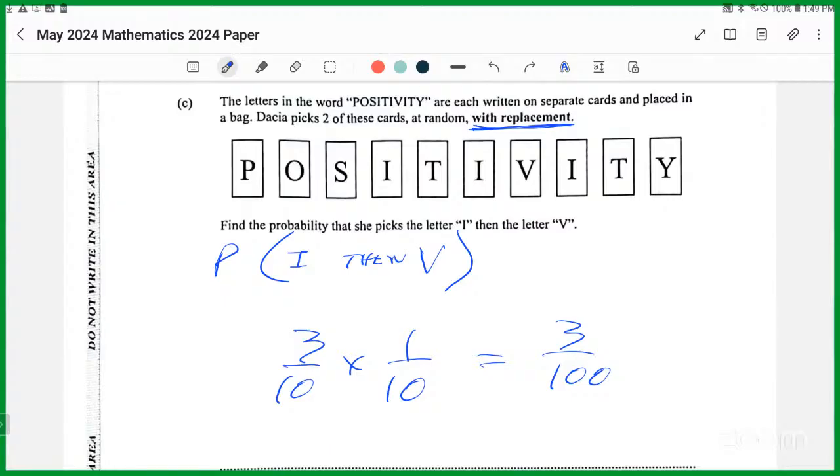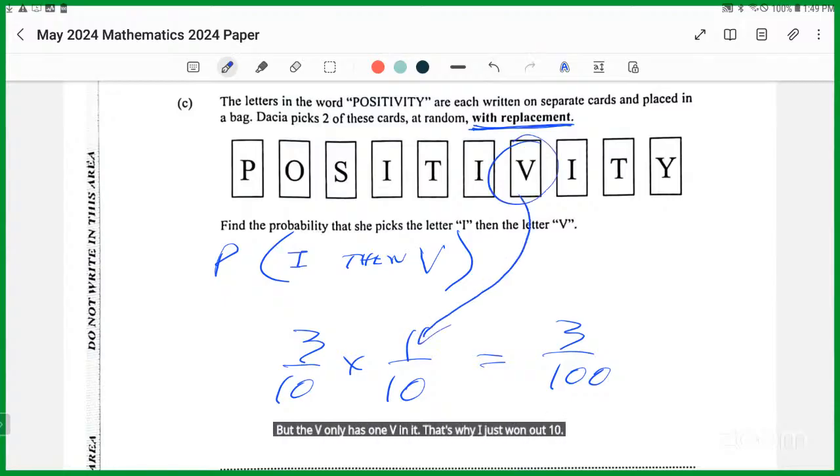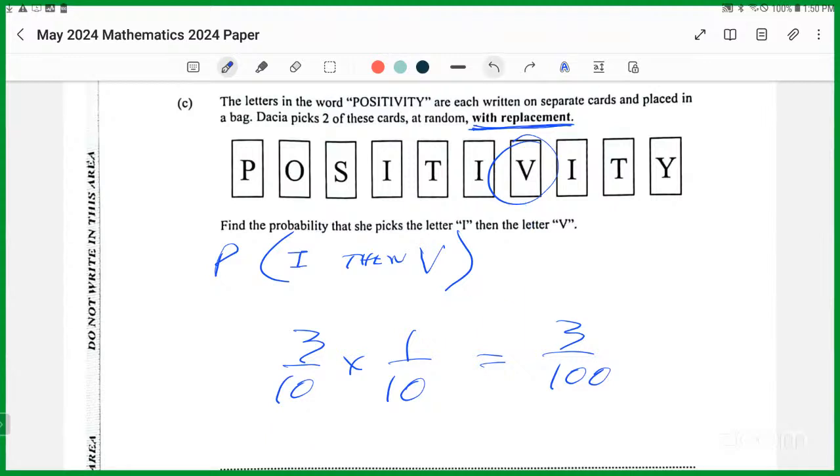I'm just doing this now for the I and the V, because there's only 1 V in it. That's why it is 1 out of 10. It can apply to any one of the letters. This question was asked for I and V.